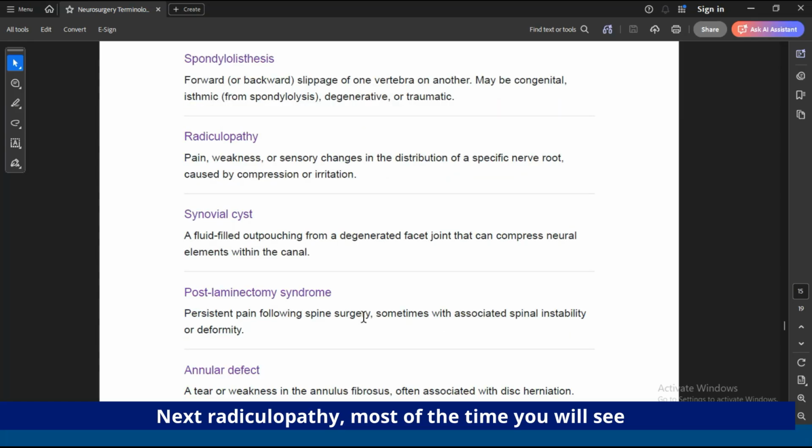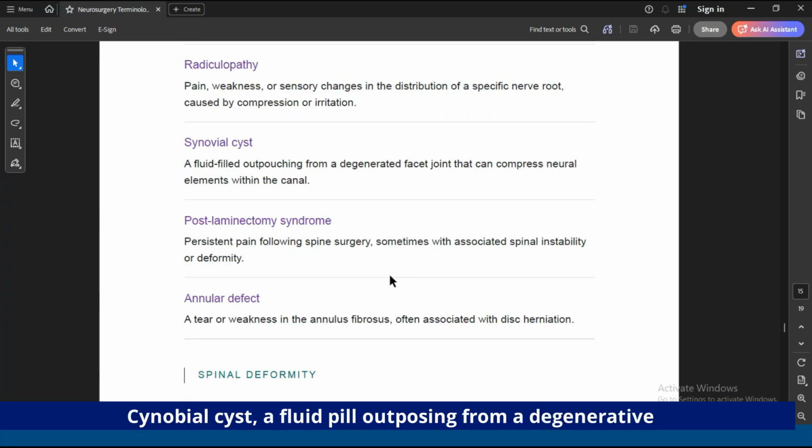Next, radiculopathy. Okay, most of the time you will see this radiculopathy during nerve root decompressions. So pain, weakness or sensory changes in the distribution of a specific nerve root caused by compression or irritation. Okay. Synovial cyst, a fluid-filled outpouching from a degenerative facet joint that can compress neural elements within the canal.